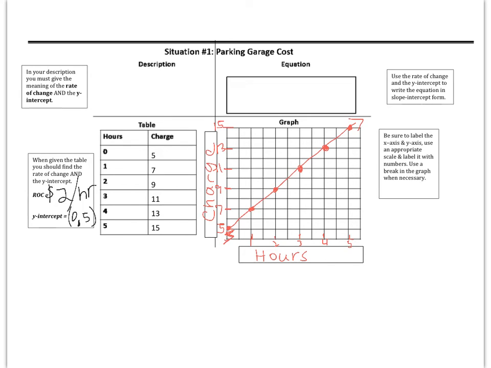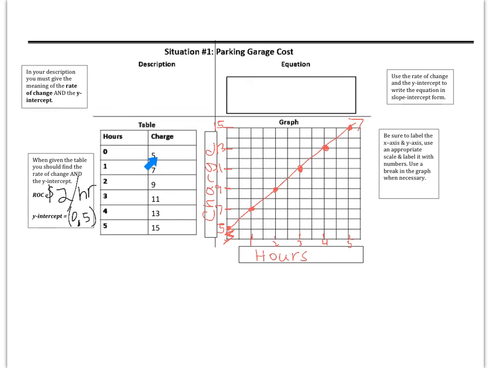All right, so what I did to start this is I first took my table and I found the slope. Remember, for the slope, you take 2 of your ordered pairs, you subtract your y values, and then you subtract those x values in the same order, and then you divide, right? I just picked these 2 ordered pairs and I got 2 over 1. And then you think about, well, what does that mean? Well, it's how much you charge per hour, right? So this parking garage is charging $2 every hour.